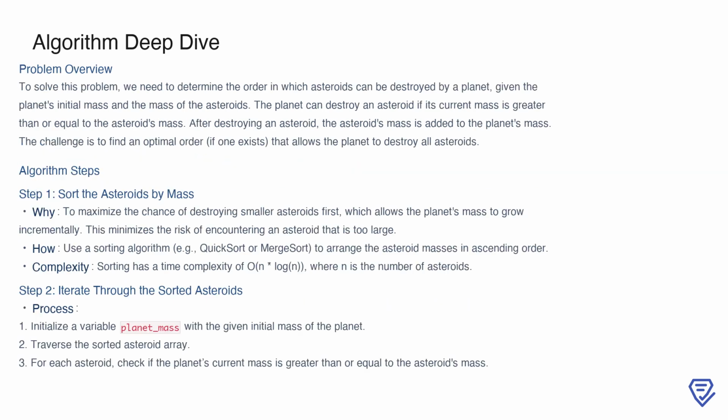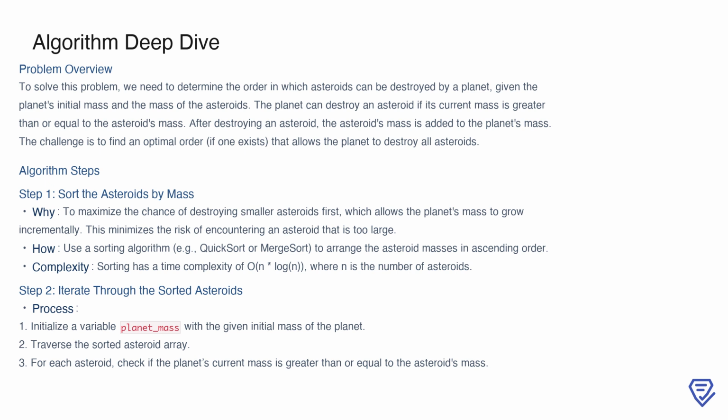To solve the problem of destroying asteroids, the key lies in determining the order in which they should be destroyed based on the planet's initial mass. The planet can only destroy an asteroid if its current mass is greater than or equal to the asteroid's mass. Once an asteroid is destroyed, its mass is added to the planet's, allowing it to potentially handle larger asteroids. The challenge is to find an optimal order that allows the planet to destroy all the asteroids.